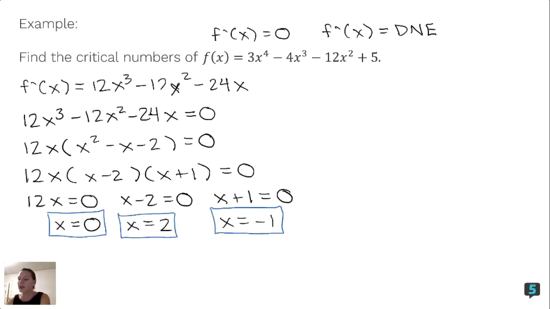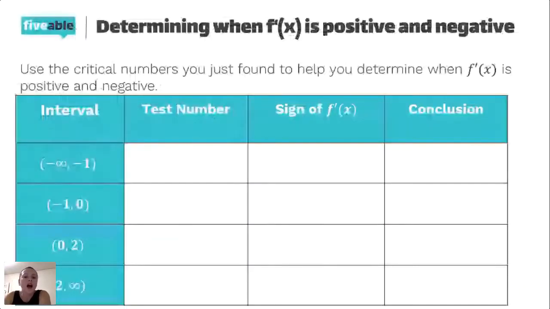No? All right, so let's get some more information out of this. We just found critical numbers 0, 2, and negative 1. If I put those in order from least to greatest, kind of thinking on a number line, I'm looking at negative 1, 0, and 2. So taking those same critical numbers, I want us to use them to help us determine when f prime of x is positive and when it's negative.